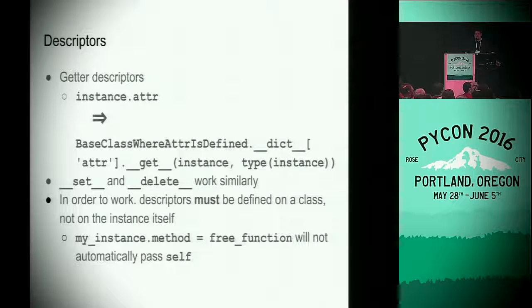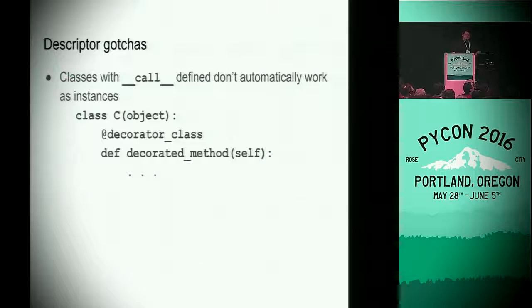So if any of us were trying to monkey patch an instance somewhere, and we just set myInstance.method to some function that we had, that function won't receive self, because that will be an attribute just of the instance, so descriptors aren't involved. So there's two main gotchas. This first one's sort of the bigger one when dealing with descriptors.